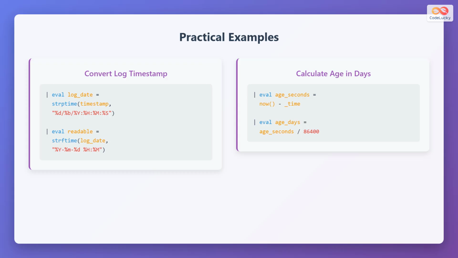Age calculations use eval age_seconds = now() - _time to find elapsed time. Then eval age_days = age_seconds / 86,400 converts to days.